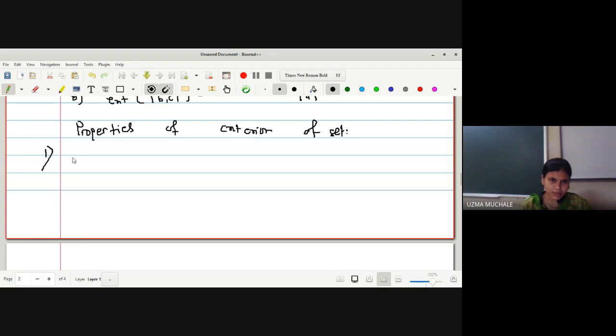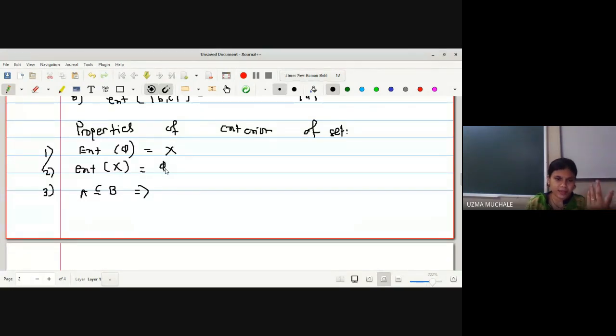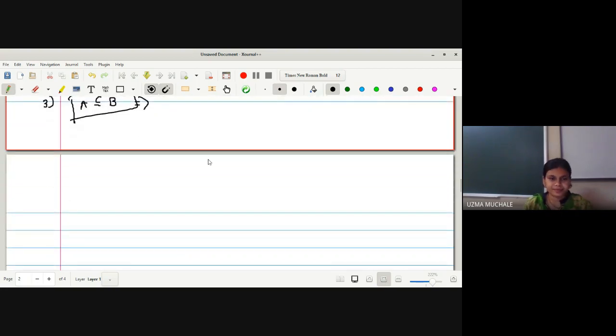If you're not having a doubt, let us go for the properties of the exterior of a set. Again, we have to write down exterior of phi, next exterior of X. Then we have to find out the condition if A is a subset of B, what is the effect on exterior. Yes, tell me what is exterior of phi. X minus phi. Excluding phi, the remaining elements of X. What will the remaining elements be? X. Okay, no need to go for the definition; the name itself suggests the meaning: exterior of phi and exterior of X. And we have to find out if A is a subset of B, what is the effect on the exterior.